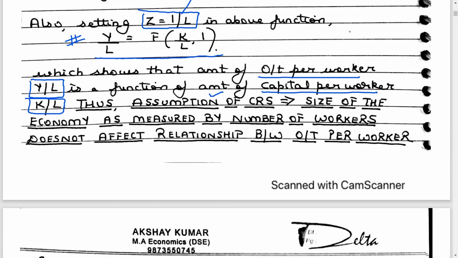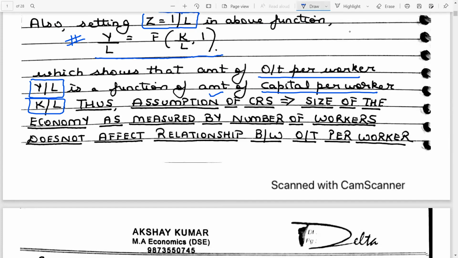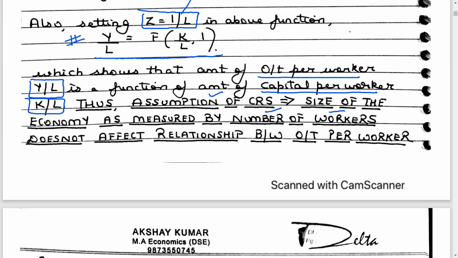And the size of the economy is captured by the number of workers. Since the production function exhibits constant returns to scale, output per worker will directly be a function of the capital per worker. The size of the labor force, which we denote by L, the number of workers, will not affect the relationship between the output per worker and the capital per worker. And this is the case only because the production function exhibits constant returns to scale.